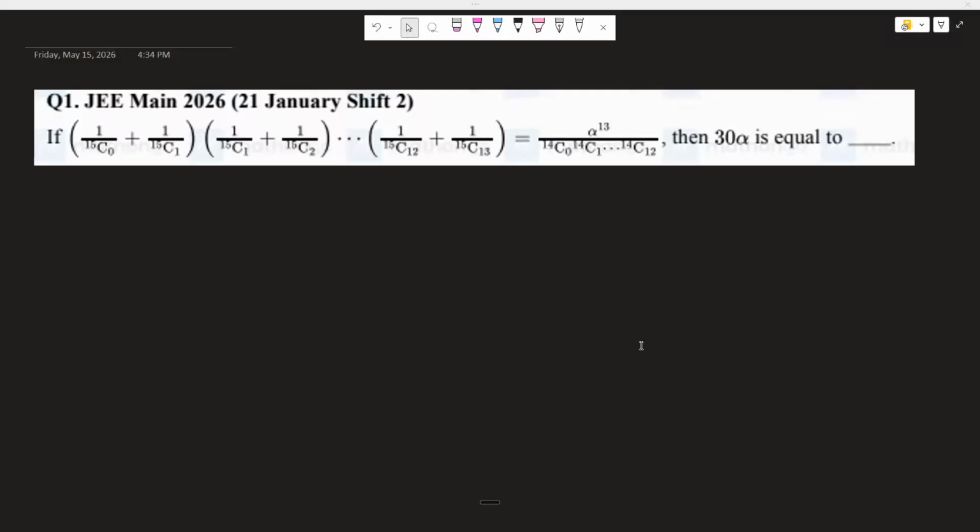Hi, good morning. Look at the question. JEE Mains 2026, 21st January Shift 2 problem.